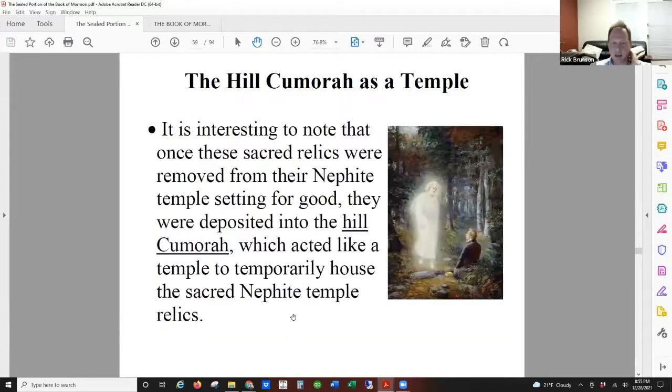And the hill Cumorah as a temple. It is interesting to note that once these sacred temple relics were removed from their Nephite temple setting for good, they were deposited into the hill Cumorah, which acted like a temple to temporarily house the sacred Nephite temple relics.